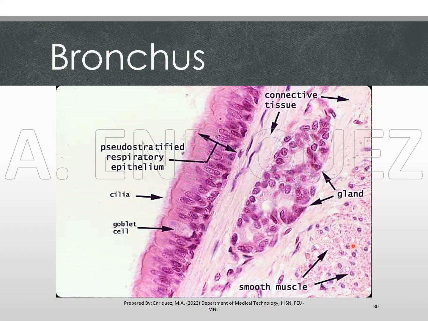Kapag bronchodilation, mag-i-increase yung diameter ng bronchus. Kapag bronchoconstriction, magko-constrict or liliit yung diameter ng bronchus, so liliit din yung daanan ng hangin. Again, which medical condition leads to the bronchoconstriction of the terminal bronchioles? It's asthma. Alright, so pag hinihika yung mga tao, nagkakaroon din sila ng episode of bronchoconstriction.